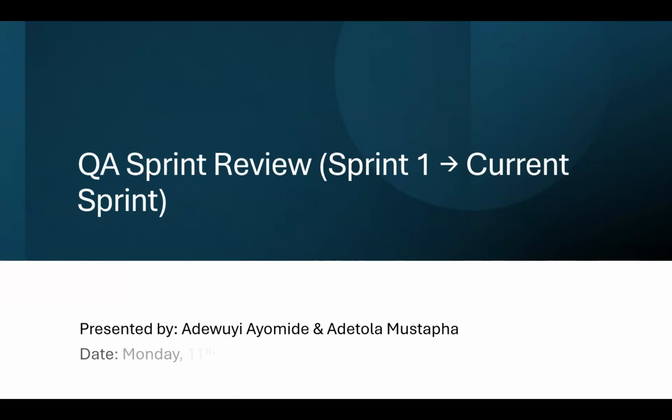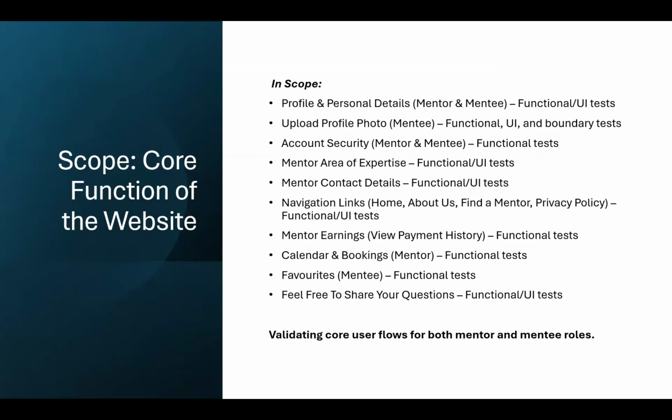So our sprint review, just a brief review from sprint 0 to sprint 3. Sprint 0 was about project initiation and setup. Sprint 1 was about core navigation and authentication, while sprint 2 is about project management and booking flow. Part of the in-scope for us was dealing with the profile and personal details for both mentee and mentor.